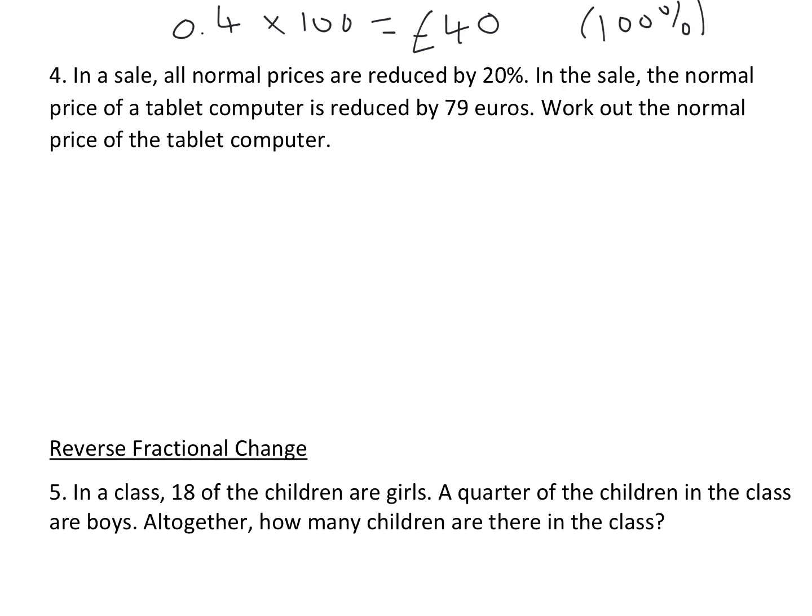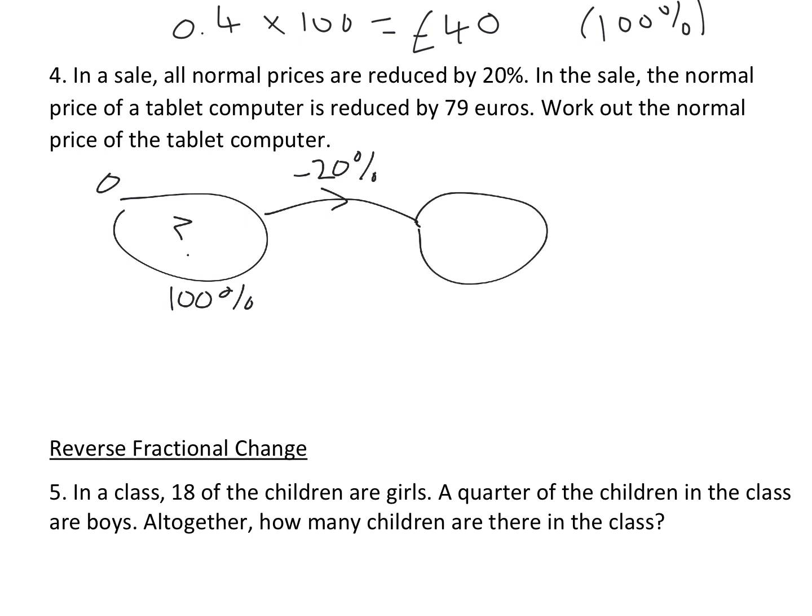Number 4. In a sale, all normal prices are reduced by 20%. In the sale, the normal price of a tablet computer is reduced by €79. Work out the normal price of the tablet computer. Let's try and get this down in a diagram to see what's going on. You have your original, which is always your 100%. We don't know what that is. We know there's a reduction of 20%.